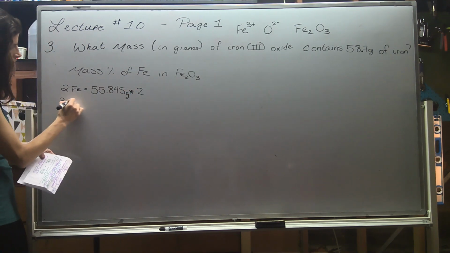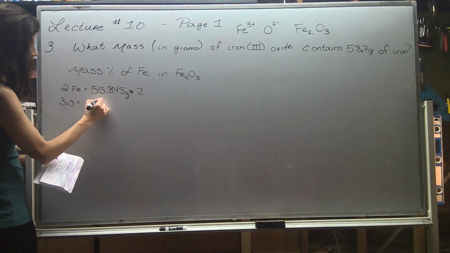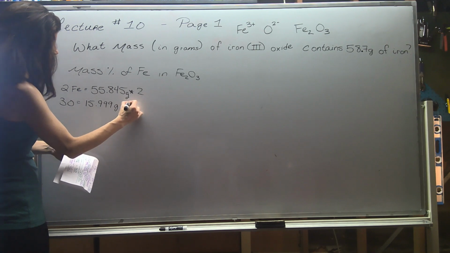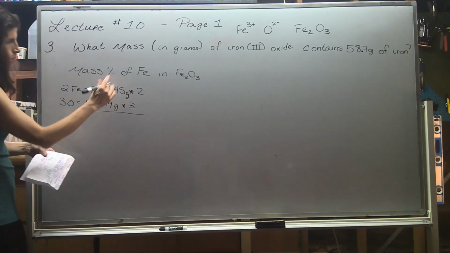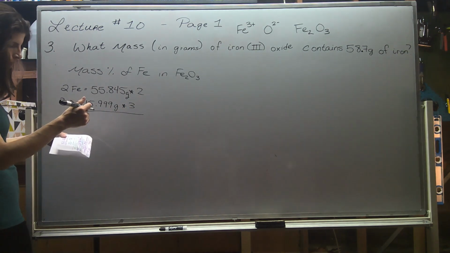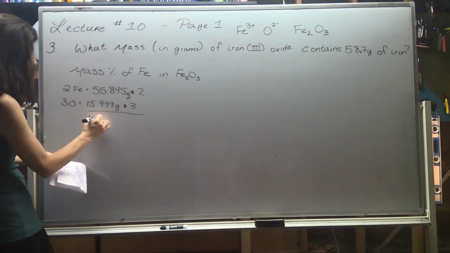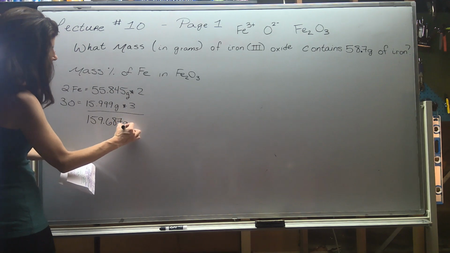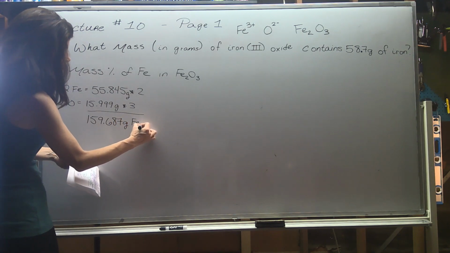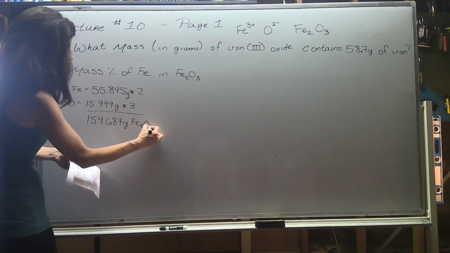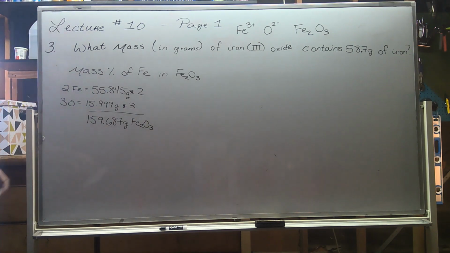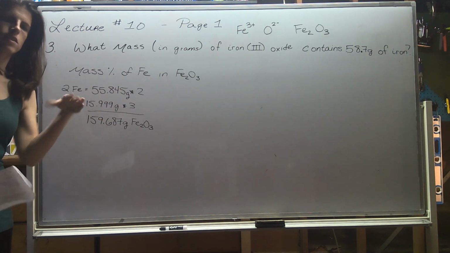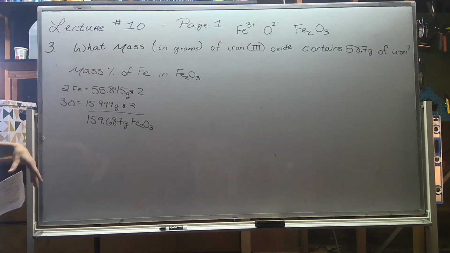3 oxygens. Multiply, add that up, and we get a molar mass of 159.687 grams for the iron oxide. Again, let's focus in on iron here, since the problem is asking us to compare iron to iron oxide.